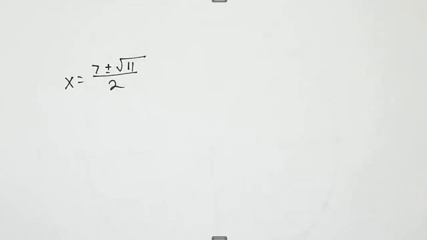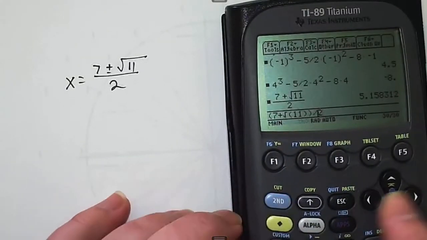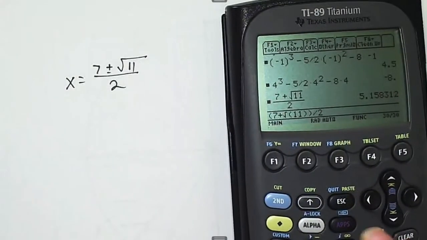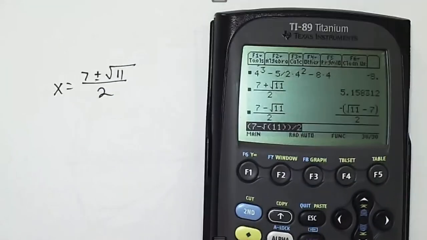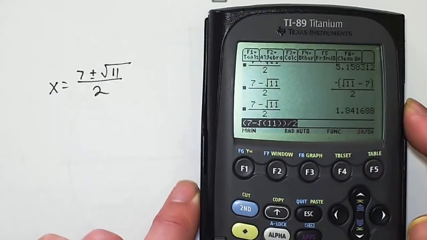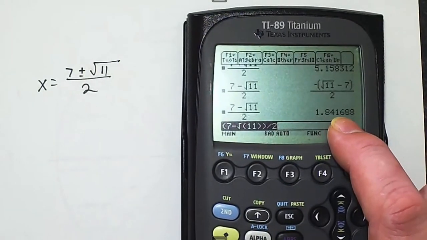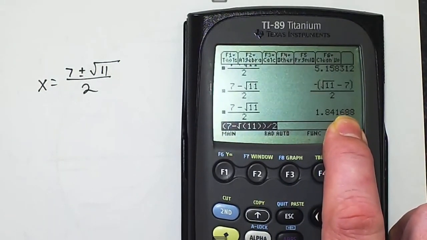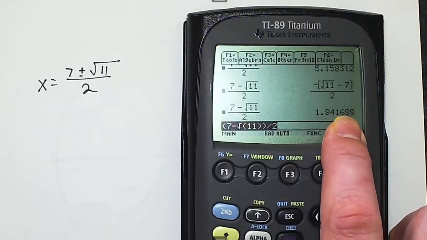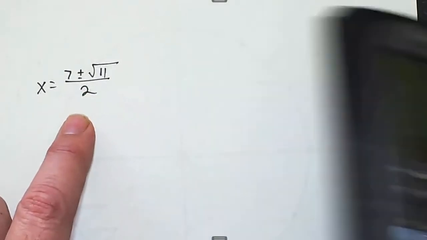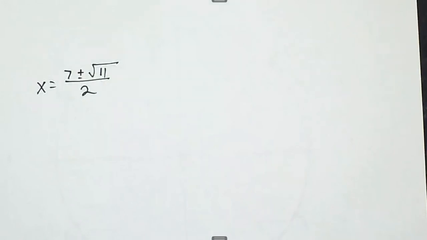And then the other answer would be with a minus. Now, it's not a rational number, right? This decimal goes on forever without any repeat. It's not rational, but it's real, right? The square root of 11 is in between 3 and 4, right?